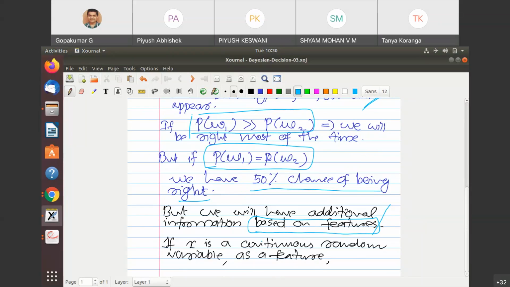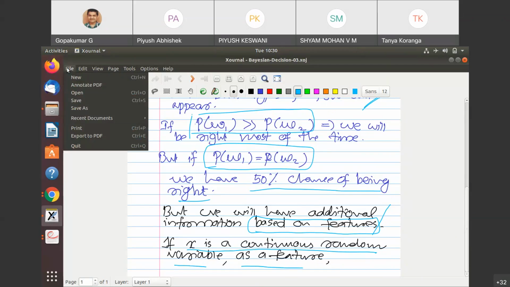Here, assume that our x is a continuous random variable, and we assume that x is a feature. It can be a feature vector itself, if we are considering multiple features. Otherwise, for example, if it is the lightness of the fish alone, or the width, or the length of the fish, it's a single feature you are considering.